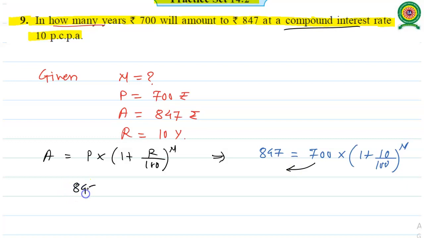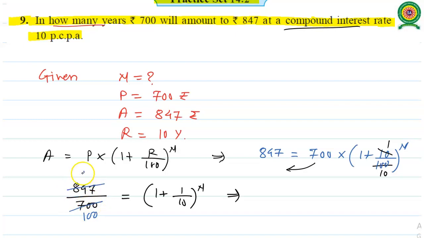We are getting 847 divided by 700. 10 ones are 10, 10 tens are 100, so that we have (1 plus 1 upon 10) whole to the power n. Let's make cross multiplication over the RHS bracket and look at the LHS. We have 700, and 121 sevens are 847.